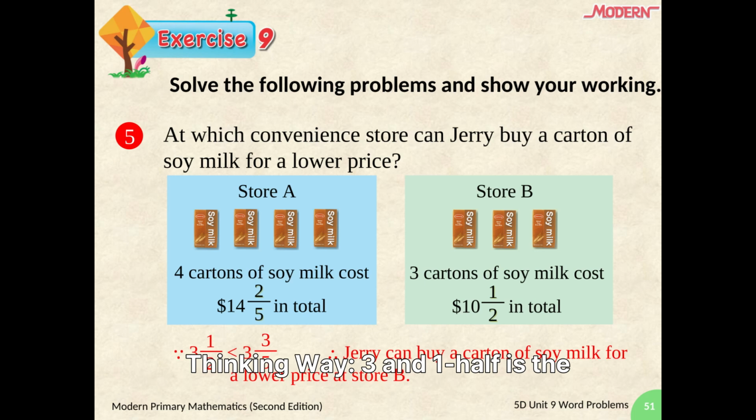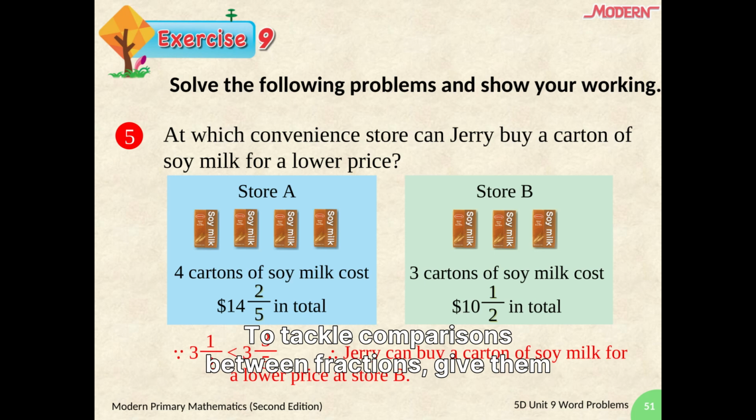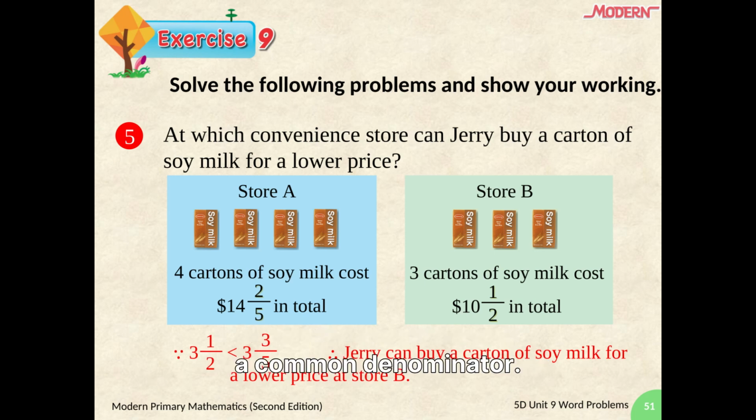Thinking way. 3 and 1/2 is the same as 3 and 5/10. 3 and 3/5 is the same as 3 and 6/10. 5/10 is smaller than 6/10. Since 3 and 1/2 is less than 3 and 3/5, Jerry should shop at Store B. He saves 1/10 of a dollar on every carton. Smart shopping. To tackle comparisons between fractions, give them a common denominator. 10 is the perfect common denominator for 2 and 5. It makes the answer clear. Jerry is happy, and his wallet is happy too.